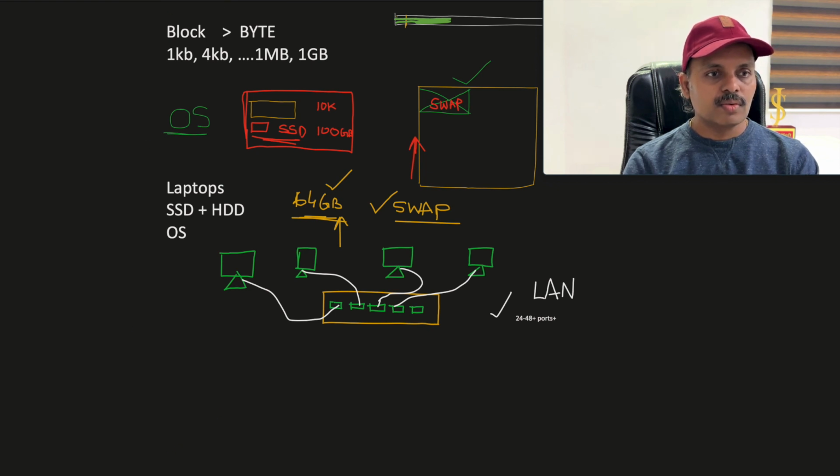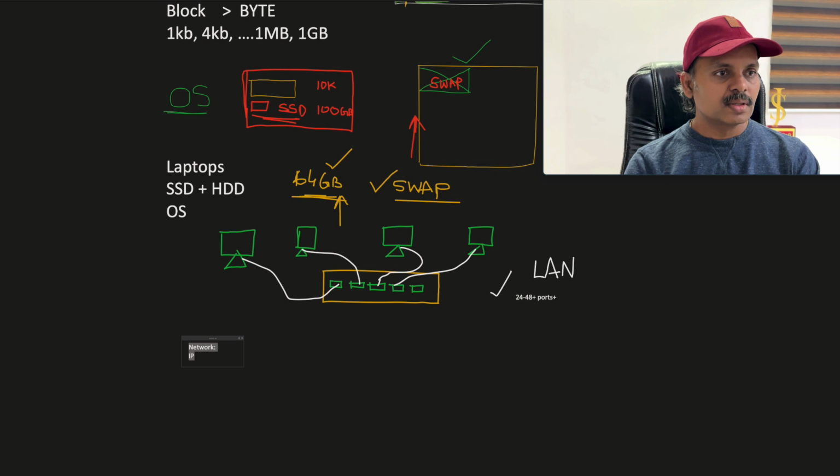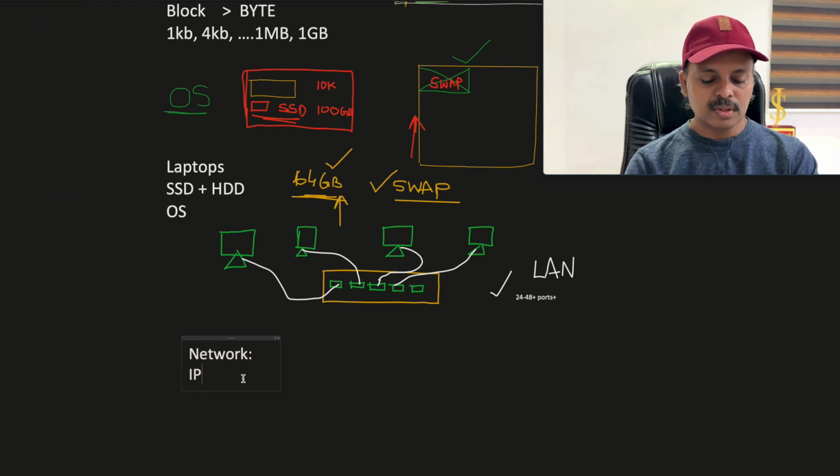So now let's talk about those words. Let me put it here. In the network, what will we come across? IP. You're able to see the size? Somehow this size is very small. Okay, now it is good, no?